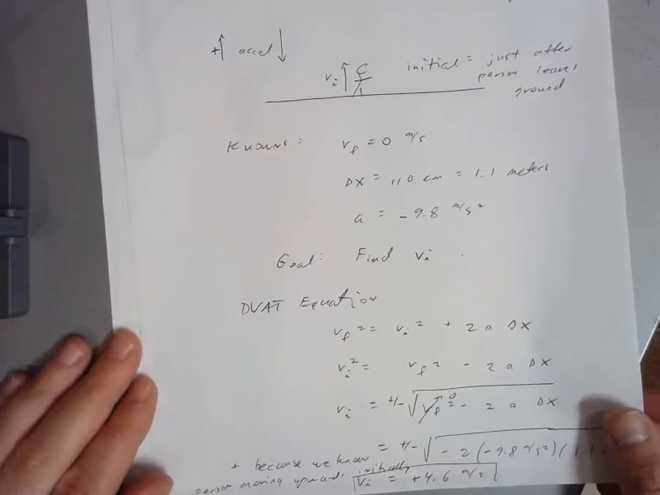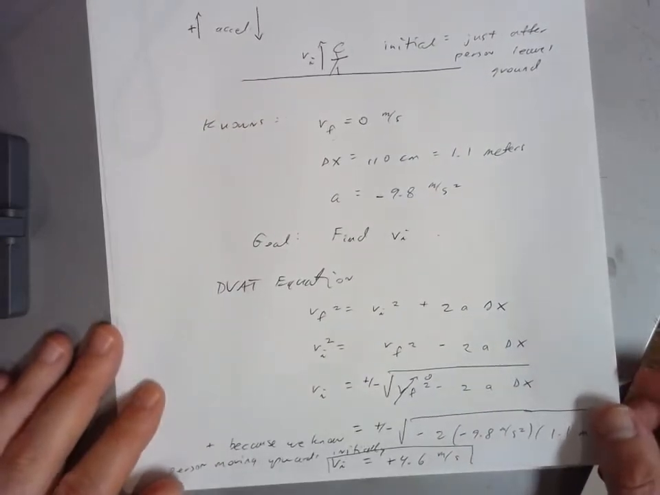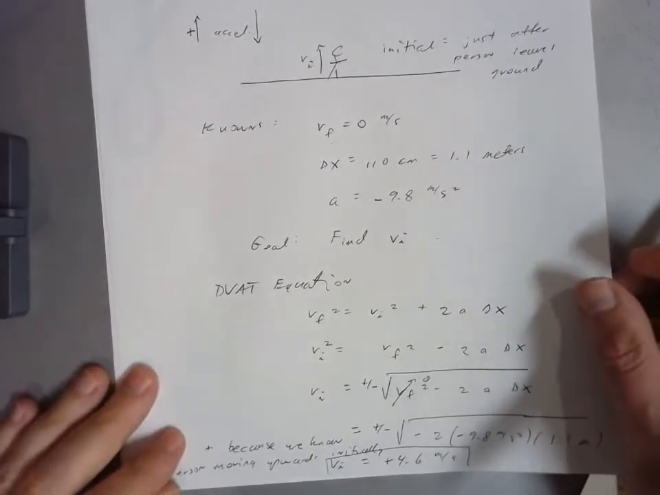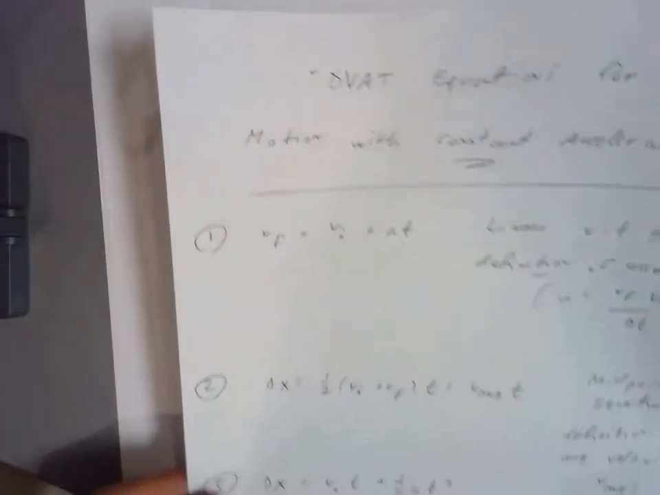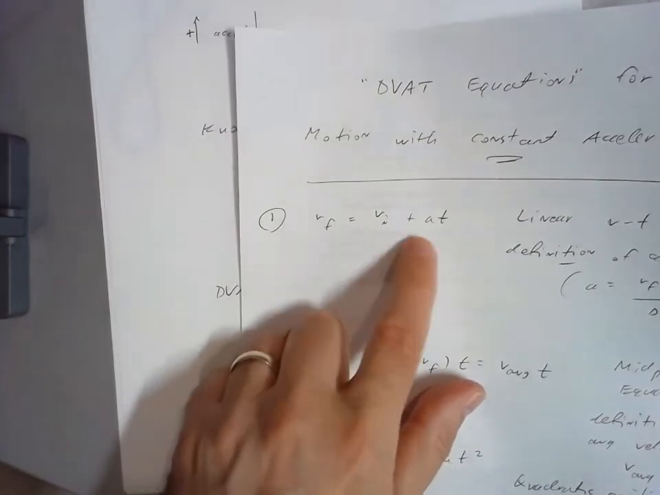We have most of the information. We actually don't have the time. So if I wanted to, I could solve for time and put that on my graph. That would be easiest to do with equation 1, because now I know VF, VI, and A. So let's go ahead and do that.